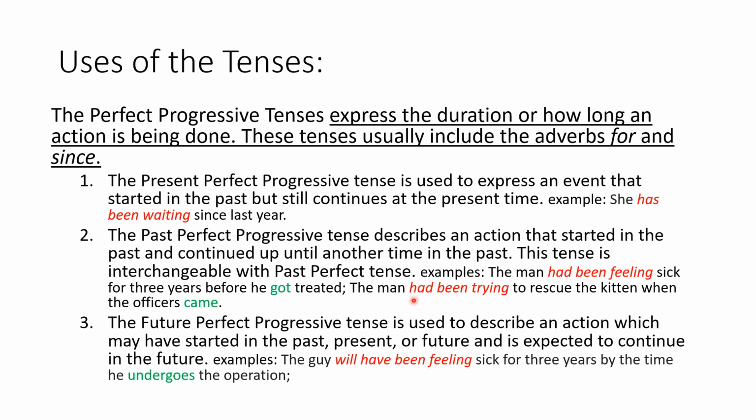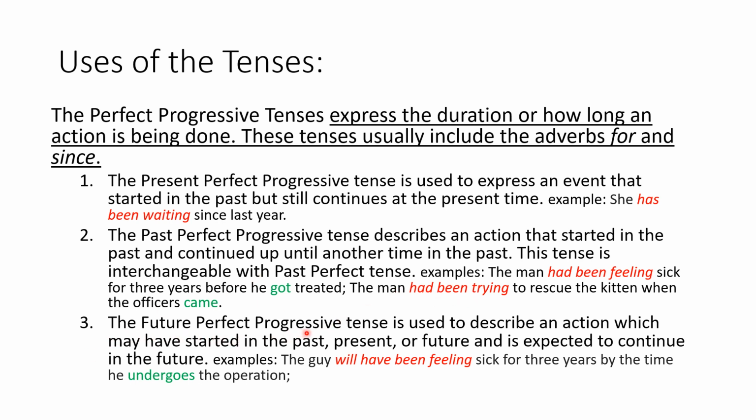Next example, the man had been trying to rescue the kitten when the officers came. Do you remember this example? It's the example in the previous slide. So what we are seeing here is the action of trying to rescue the kitten. It means this action of trying started in the past and it continued up until the arrival of the officers.